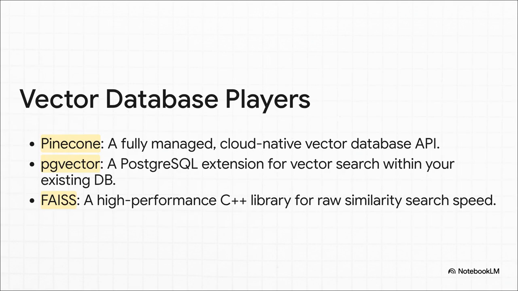Genius! So where do you build this incredible map? Well, you've got great options for every flavor. If you want something that's just easy and works out of the box, there's Pinecone, a managed cloud service. If you want to add these superpowers to a database you already have, pgvector is an amazing extension for Postgres. And if you need just raw, blistering speed, you can use Faiss, which is the C++ library from Meta that actually powers many of the other tools.